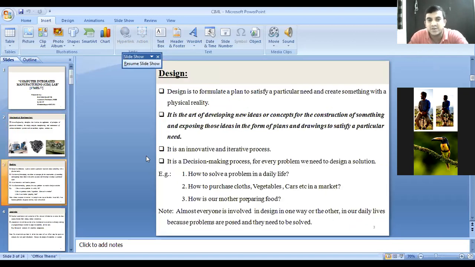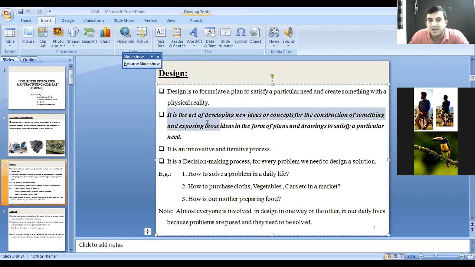Yes, this is what we explained here. What may you design? Design is an art of developing new ideas or concepts, expressing those ideas in the form of plans and drawings to satisfy a particular need, right? So every day, in one way or another, we go through a decision making process. The decision making process itself is a design.